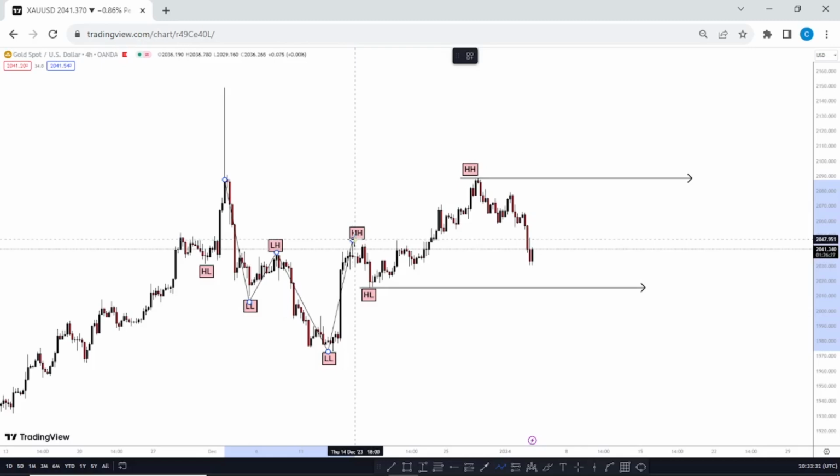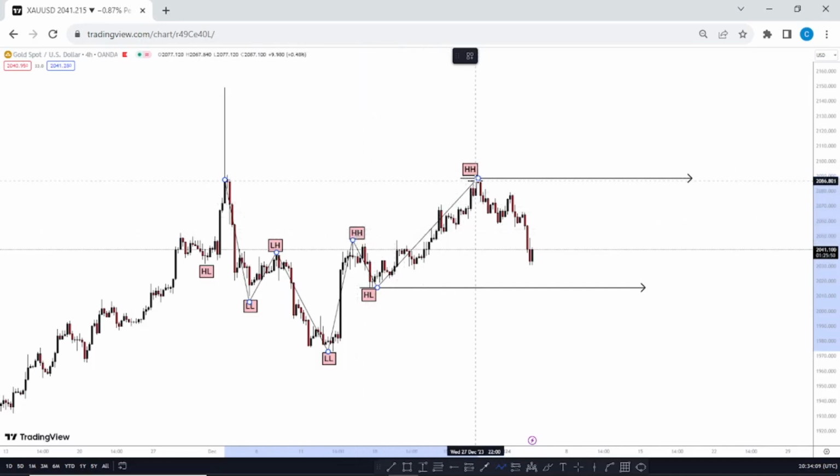So after this higher high was created, what did price do next? It came back down to create a new higher low. Why is this a higher low? Because this low is higher than its previous low. So now this becomes our new higher low. After this higher low was created, what did price do next? It pushed back up to create a new higher high. Why is this a higher high? Again, this high is higher than its previous high.